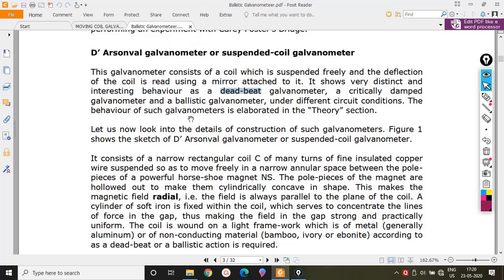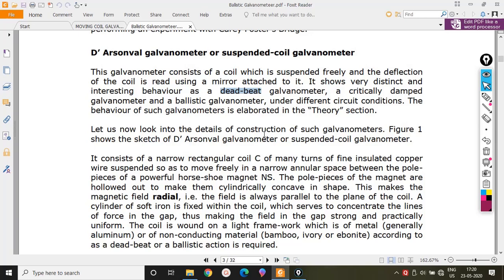This suspended coil galvanometer, which we use in our laboratory, in fact is ballistic. That is, it is used as ballistic galvanometer. So we do not call it suspended coil galvanometer. We keep calling it as ballistic galvanometer because the features are for ballistic. That is, its use is for ballistic, and there may be or there are suspended coil galvanometers which can be used to take action as deadbeat galvanometer.